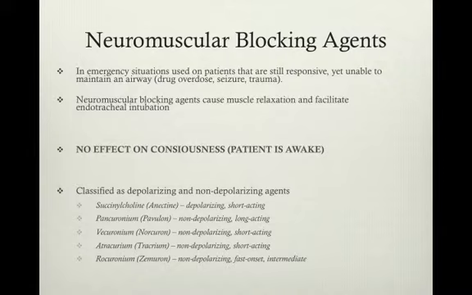Classified as two different categories, which is depolarizing and non-depolarizing agents. Succinylcholine or Anectine is our only depolarizing paralytic that we have, and it causes a depolarization wave. This is why it gives you fasciculations. Pavulon, Vecuronium, Rocuronium are all non-depolarizing agents.